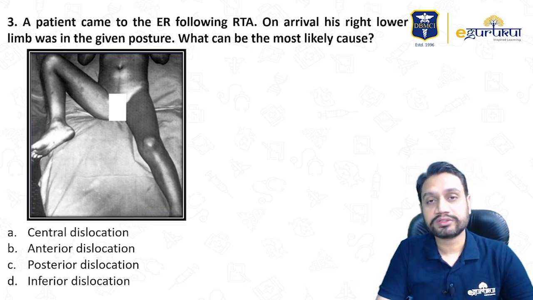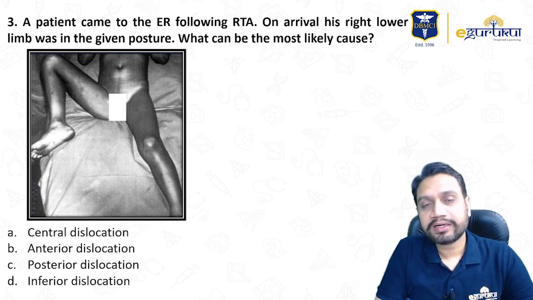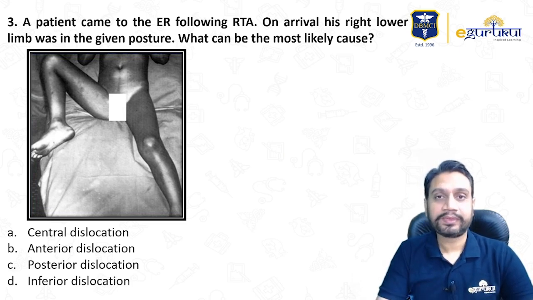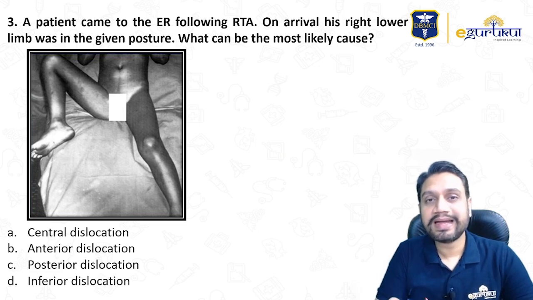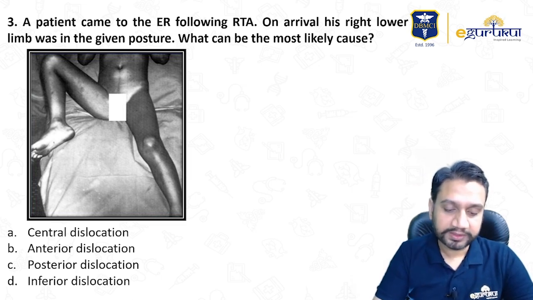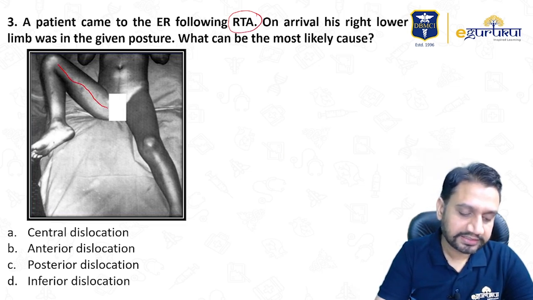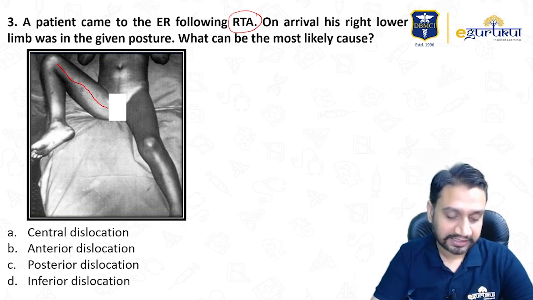What can be the most likely cause? Now, there are multiple questions which are asked to you just by giving you a hint of the attitude of the limb. So I want you to remember the attitude of the limb in all the important conditions that we read, right? For example, if I talk about this particular condition, I know that the RTA has happened and now the patient is keeping the hip joint in this extended state and abducted state and externally rotated state.